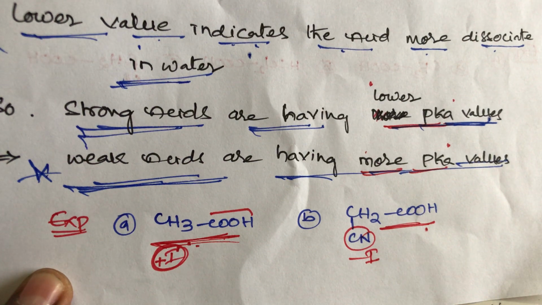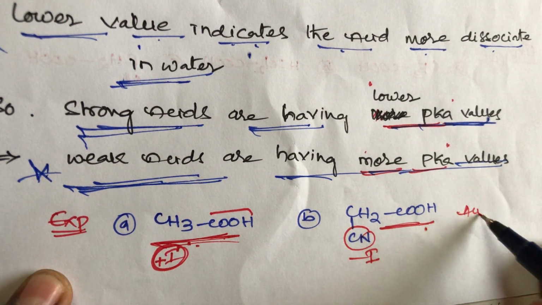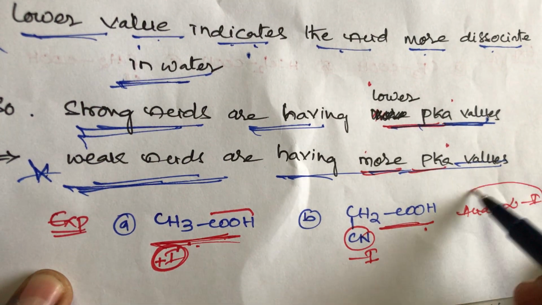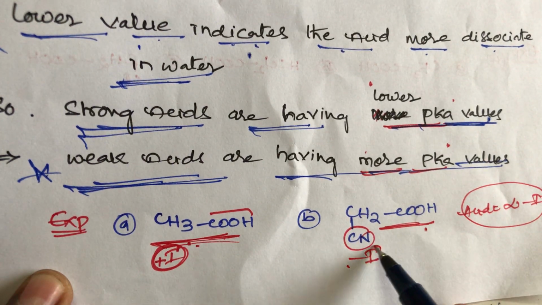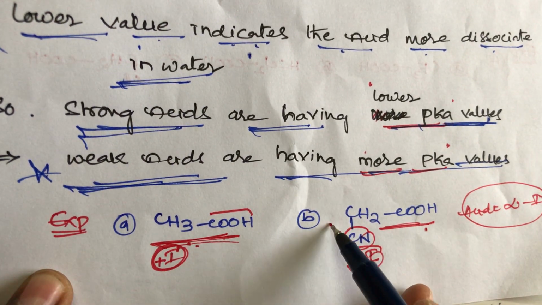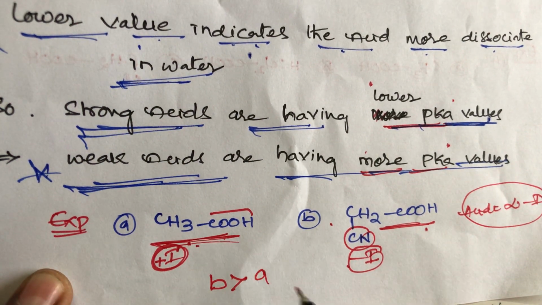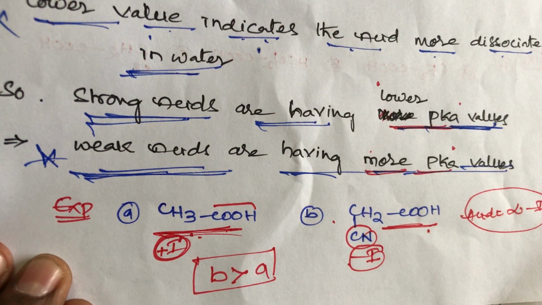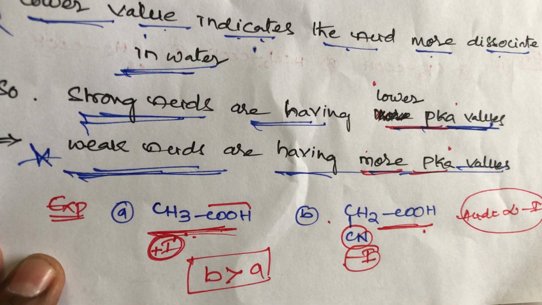Acidic strength is directly proportional to the minus I effect. Here the cyano group is a minus I group, so compound B is more acidic than A. So out of compound A and compound B, which one has the higher pKa value?